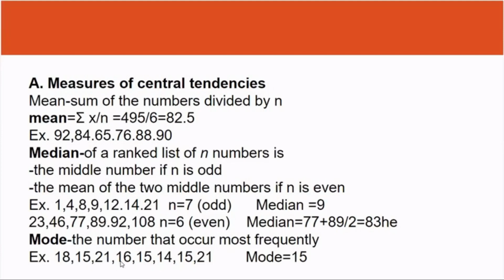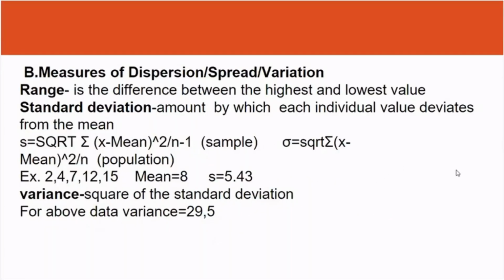Dalawa. Si 16? Isa. Si 14? Isa. Si 15? Tatlo. So, ilan po ang pinakamataas? Yung tatlo. So, that is 15. So, ang mode natin dito is 15. Okay? So, ganun lang po kadali mag-measure or kumuha ng mean, median, and mode.